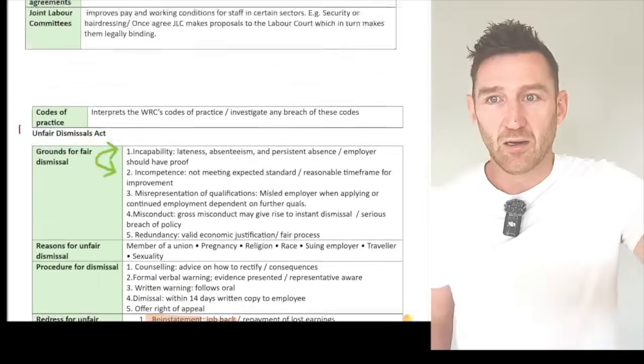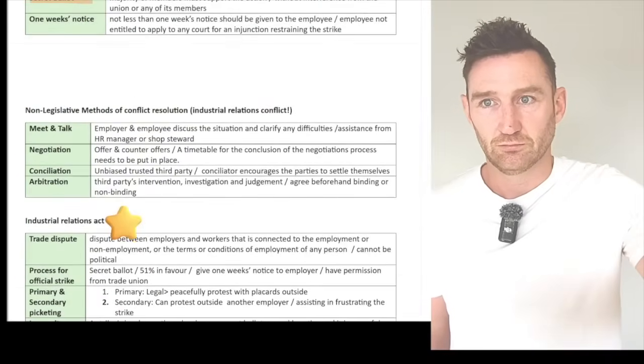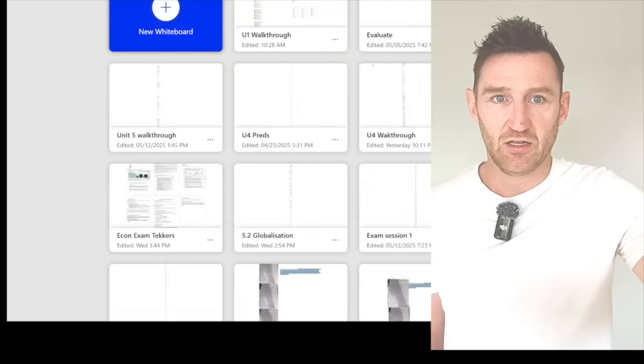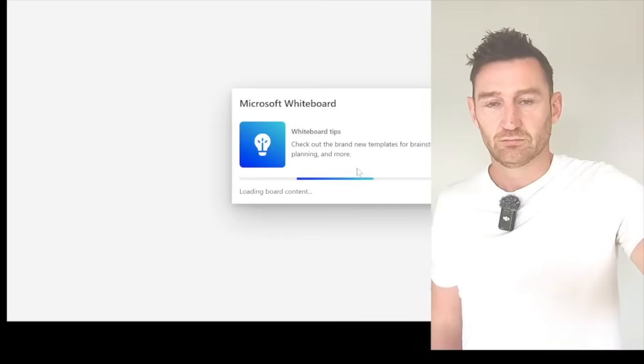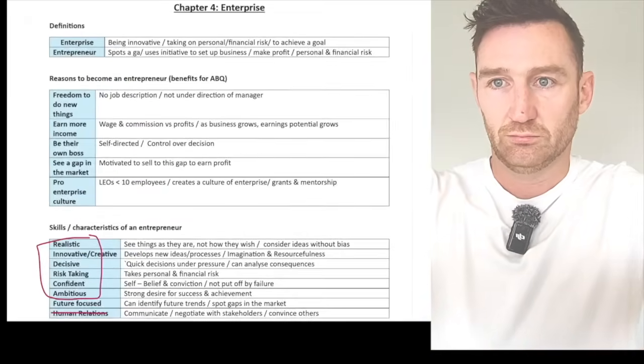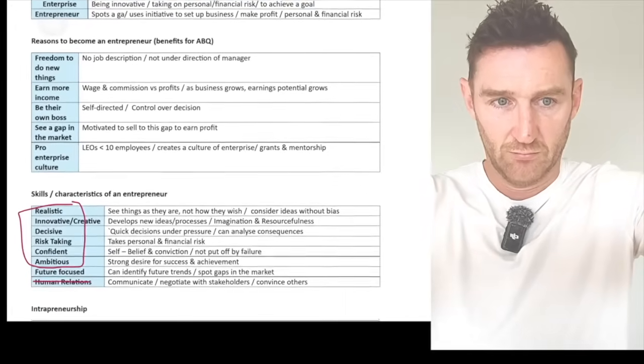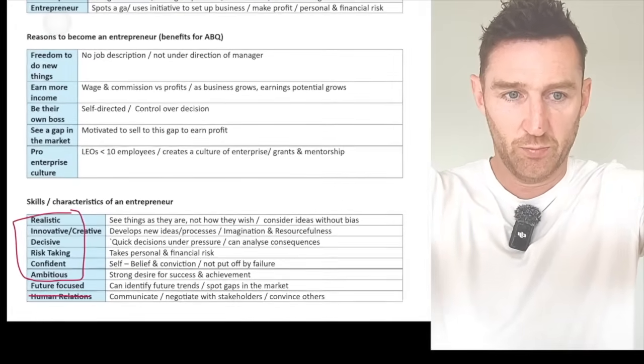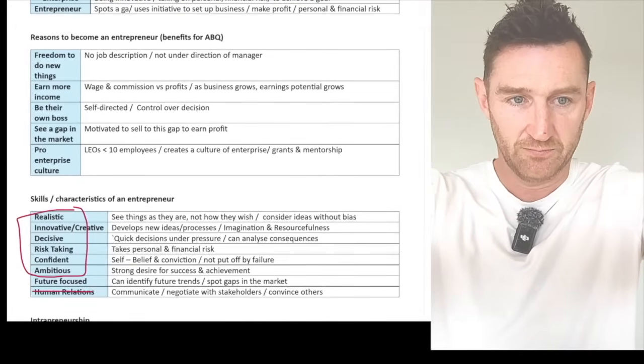Okay. Let's get into Unit 2. I'll just give you a sec there to open up the Unit 2 ones from the newsfeed.